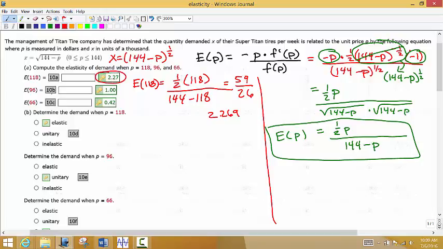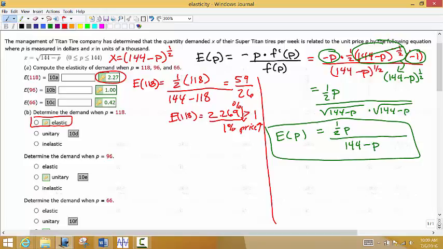Okay. Now we want to keep in mind if our function gives us a value that is greater than 1. So if that elasticity of demand function gives you a value that's greater than 1, then we say that the demand is elastic. Remember what we said was the demand decreases when the price rises. So you raise the price by 1%, the demand decreases by 2.27%.